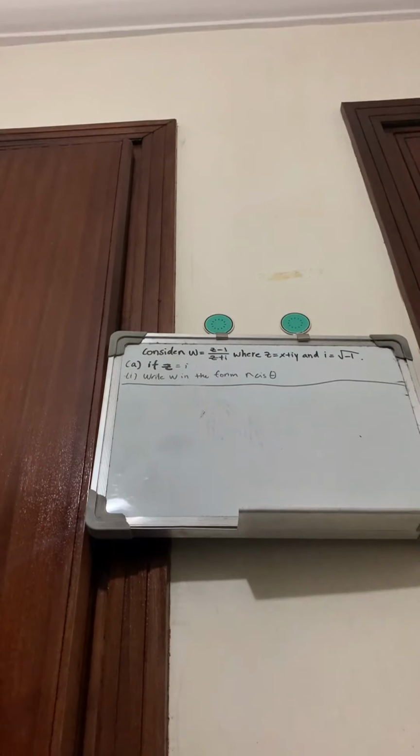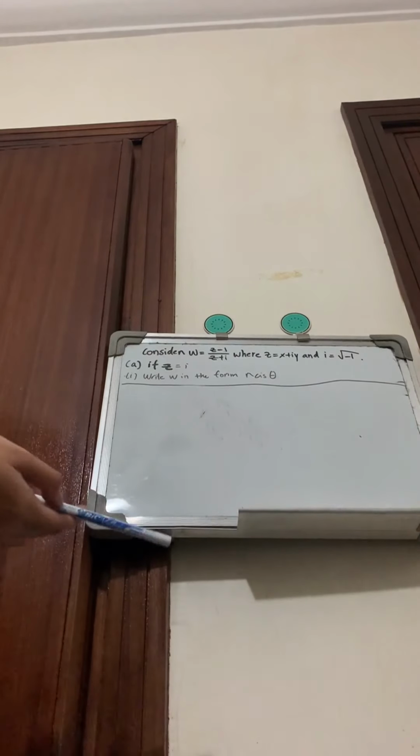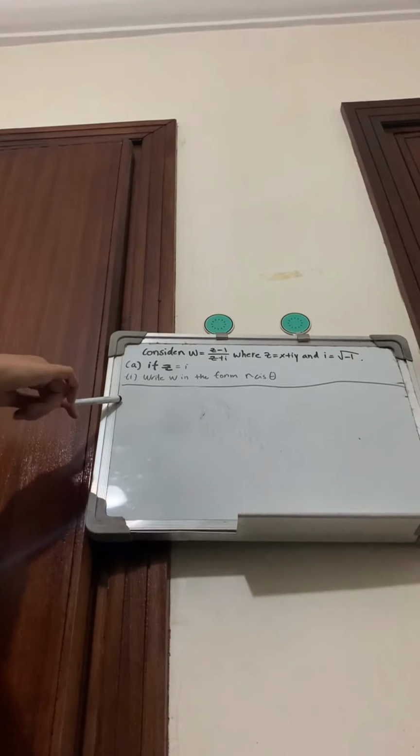Okay, so for my problem, we consider w equal to (z minus 1) over (z plus i), where z is equal to x plus iy, the general form of a complex number in Cartesian, and i is equal to the square root of negative 1. So for letter A, part 1, if z is equal to i, write w in the form r cis theta, which is also known as the polar form of a complex number.